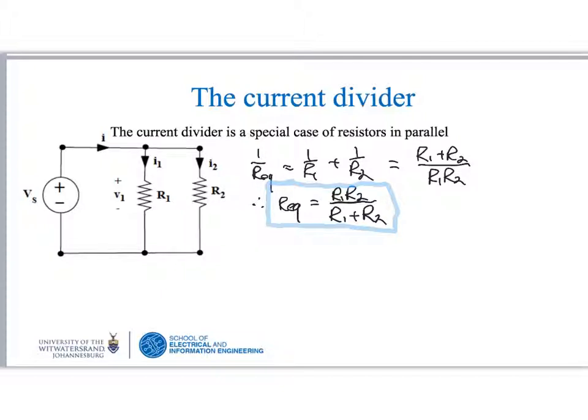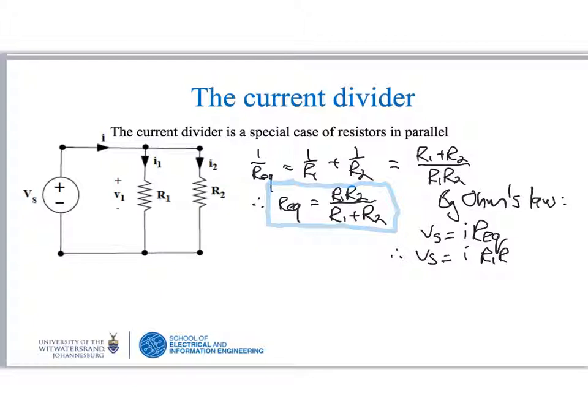We also know that by Ohm's law, in this little circuit, Vs is equal to I times R equivalent. Therefore, Vs is equal to I R1 R2 divided by R1 plus R2. And let's call this equation 1.